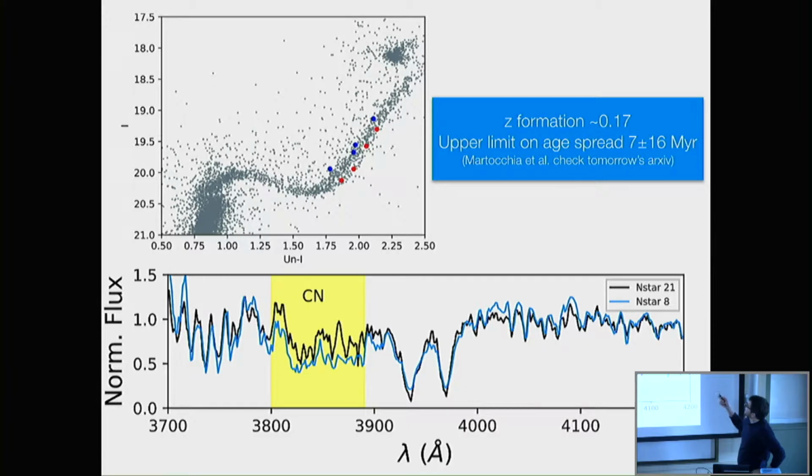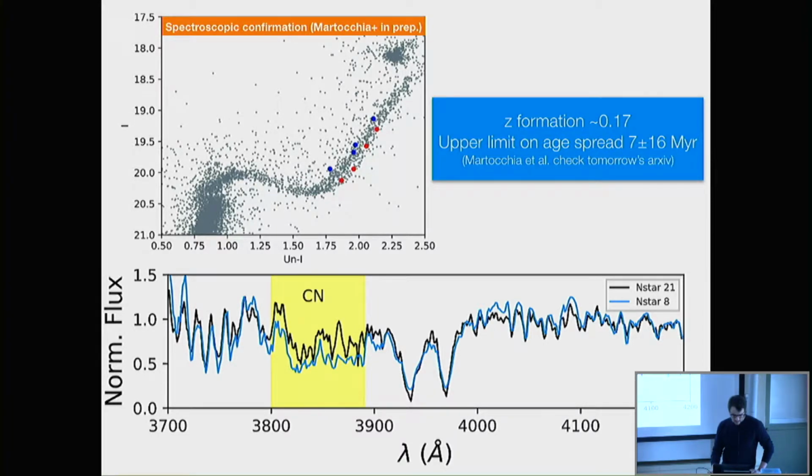And we got this paper accepted yesterday, where we got the star formation history, and we put an upper age limit of any age spread here at most 7 million years plus minus 16, which is consistent with the age spreads that we find in young massive clusters forming in the galaxy. So again, this is consistent with the picture I showed you earlier, that the clusters are gas-free, so they cannot form multiple star formation events.